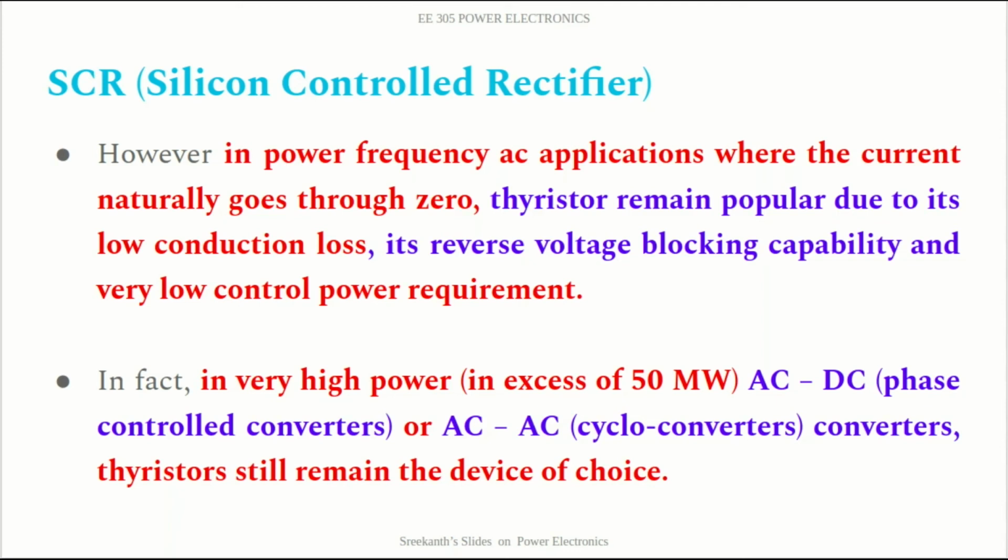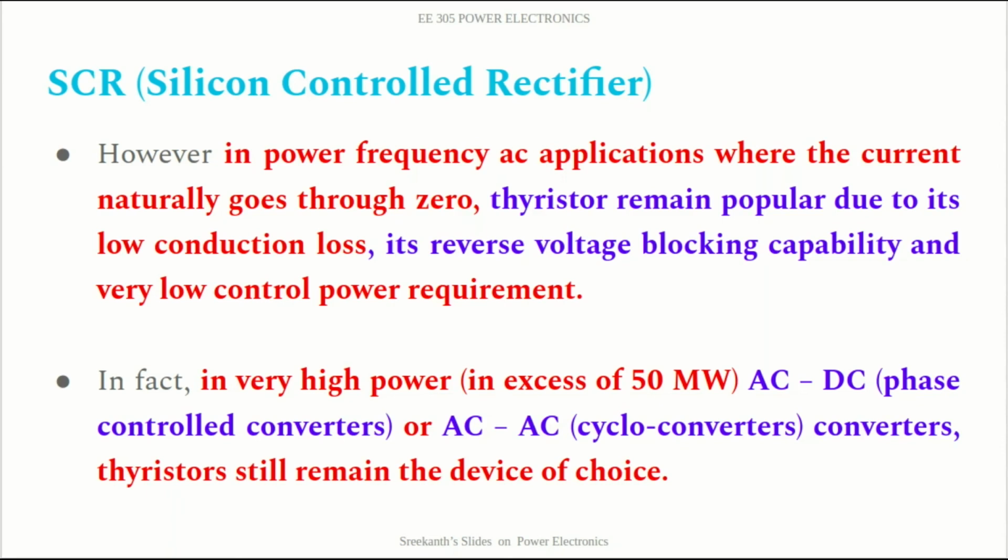Now what do you mean by control power requirement? That means that the amount of power that is required to control the SCR is very low. Say an SCR can handle a power capacity of around 150 megawatt, and still that SCR can be controlled by as low as 10 watt power. So that is what is meant by very low control power requirement.